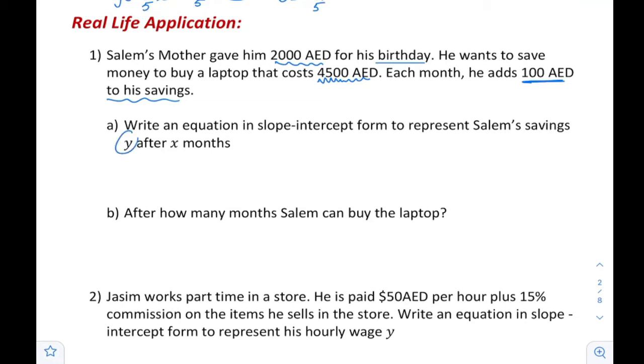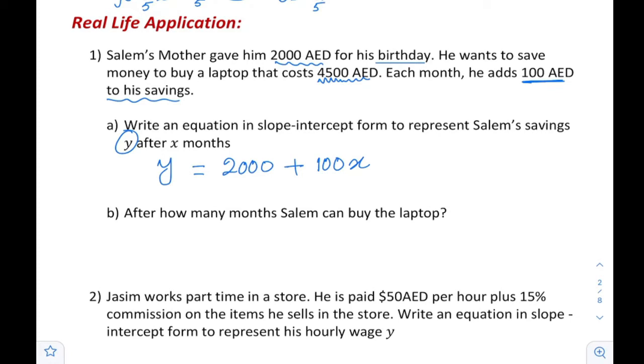So if you consider that the saving is y, his saving will include what? The savings he has. The first thing is the 2,000 dirhams he took as a gift from his mother. So it is 2,000 dirhams. I write it. Plus, every month he will add 100 dirhams. So the 100 will be repeated monthly. So it will be times x, where x is the number of months.